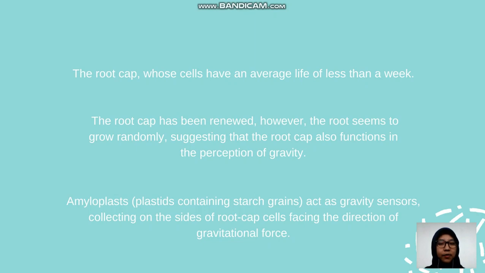And in the root cap there are also amyloplasts that act as a gravity response, collecting on the sides of root cap cells facing the direction of gravitational force. When a root that has been growing vertically is artificially tilted horizontally, the amyloplasts tumble or float down to the bottom of the cells in which they occur.